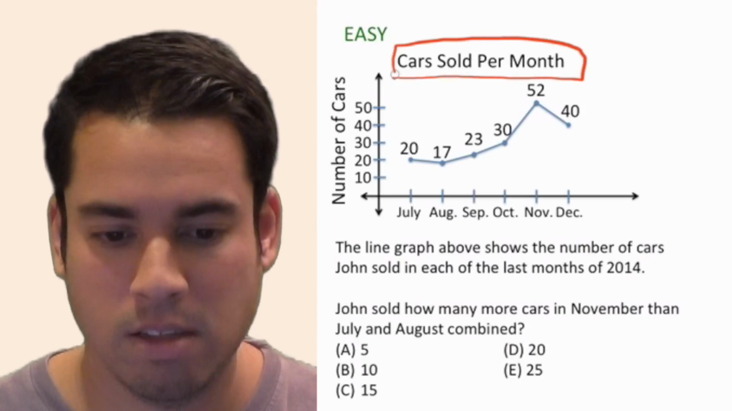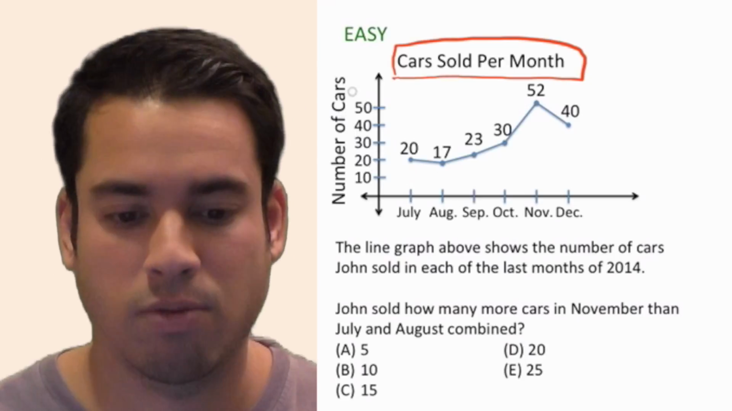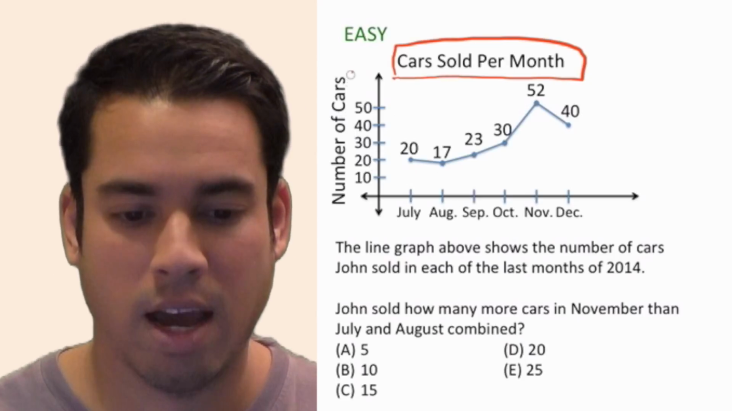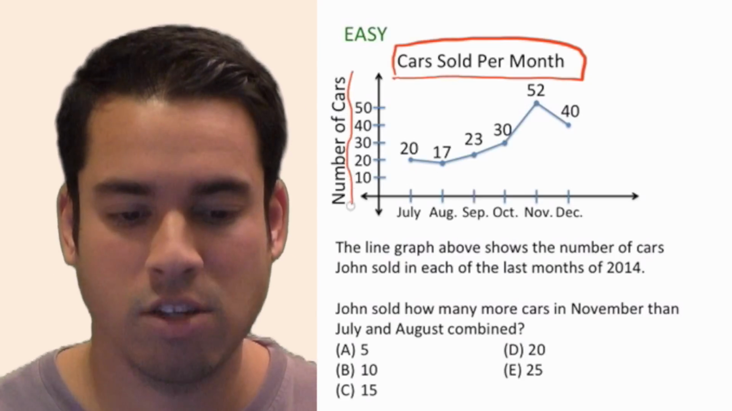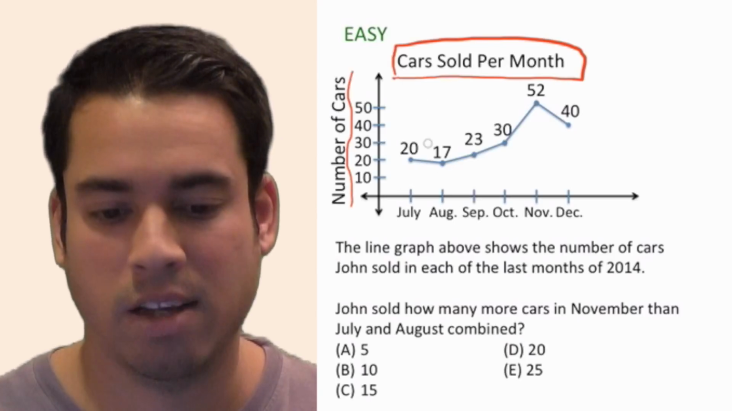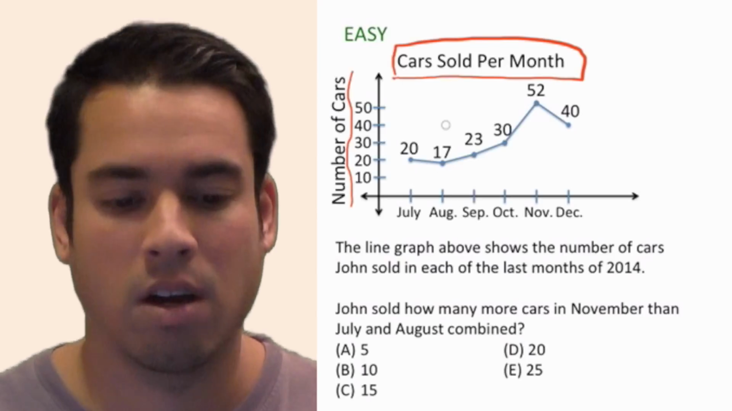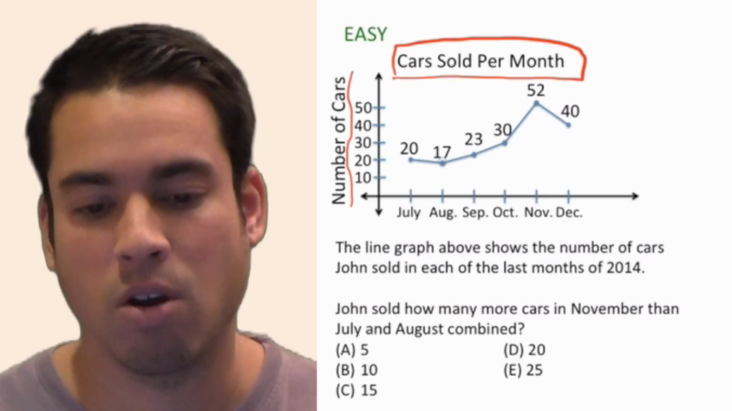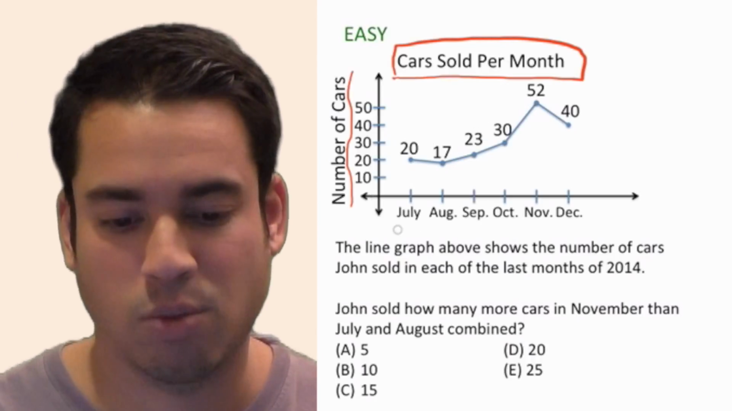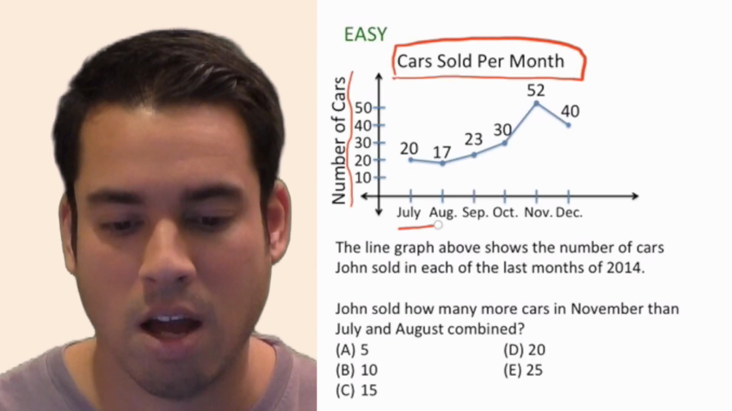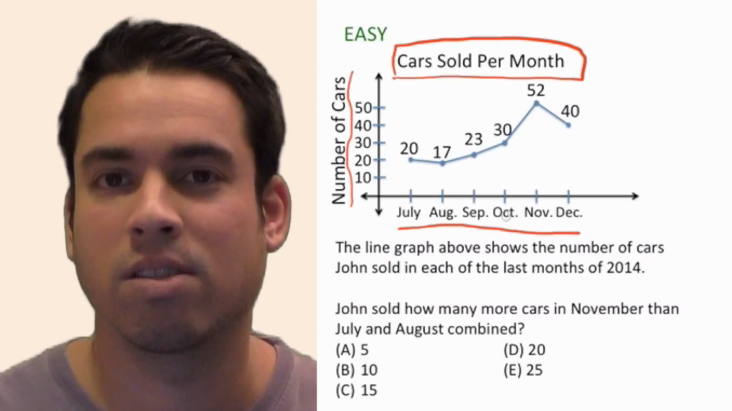Now let's take a look at the data on the axes. First of all, on the y-axis, we have the number of cars. As you move up and down on the y-axis, the higher up means the greater number of cars sold. Now here on the x-axis, we have time. We have months. So it's July, August, September, October, November, December.